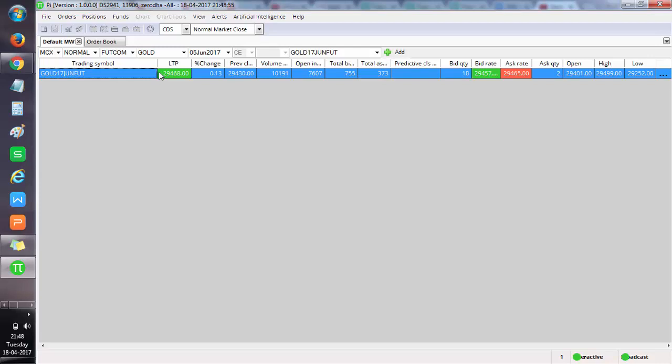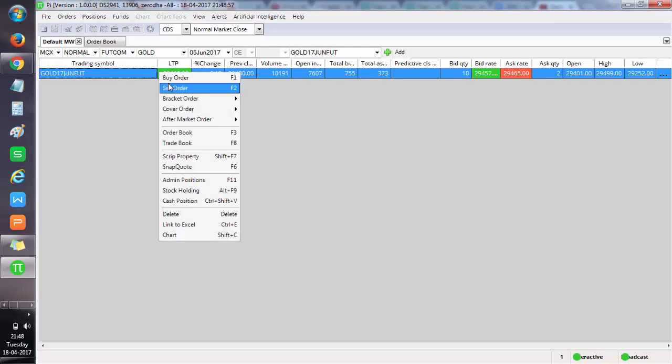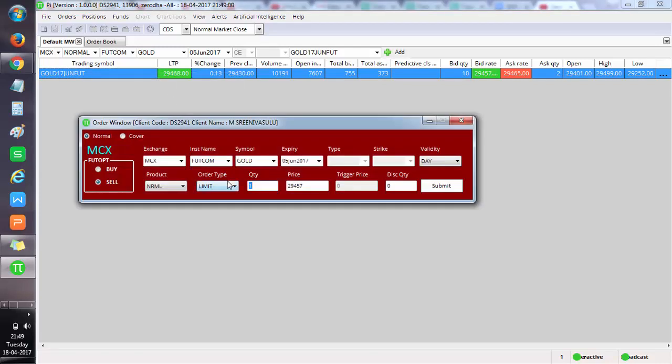Most of the traders make this mistake of clicking on sell order and selecting limit here, and putting the price as 29,465. This is a wrong move, because think of yourself as a seller. If the current price is 29,468 and you're putting a price of 29,465, the exchange will give you the best price, that will be 29,468.